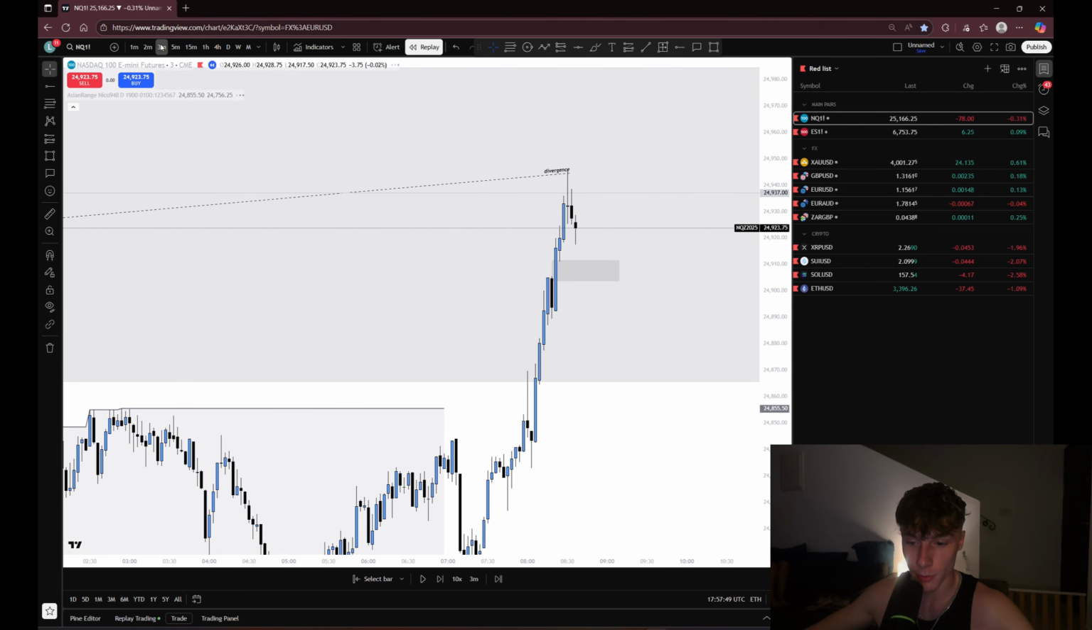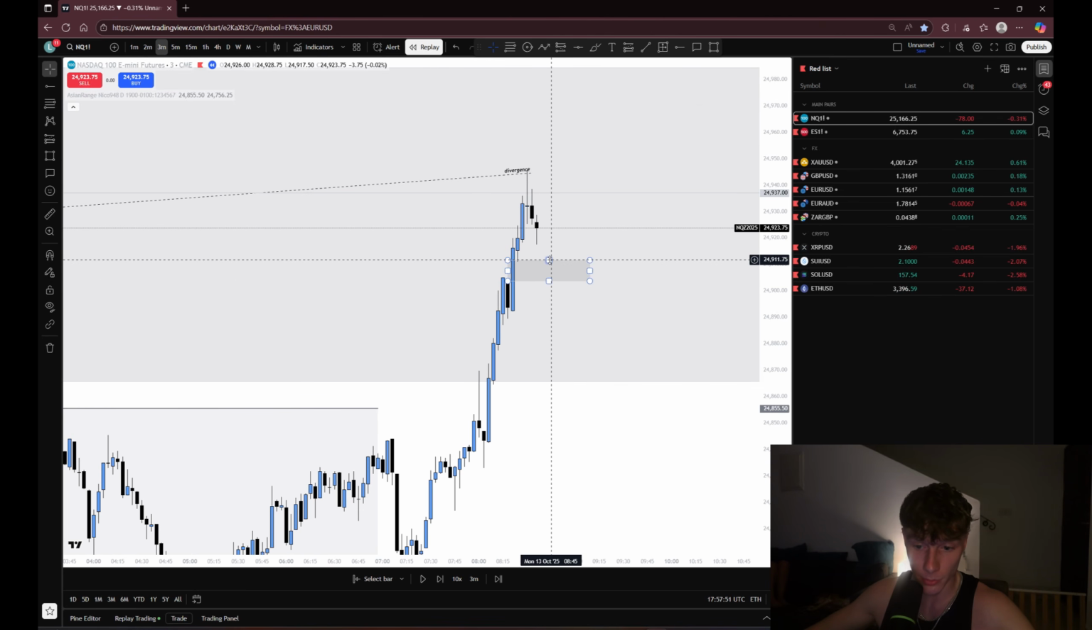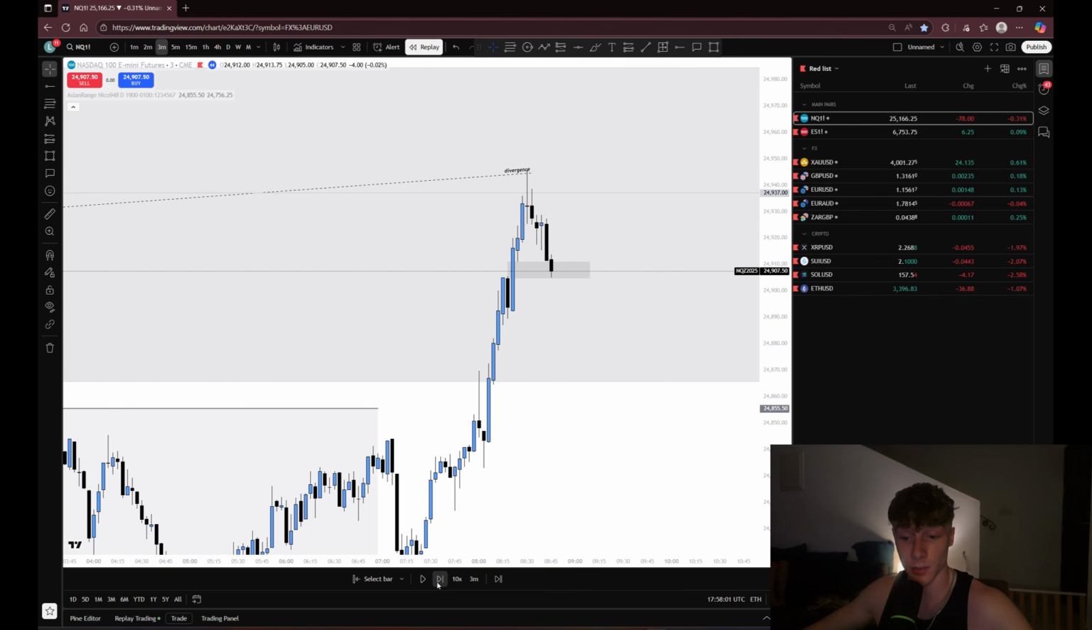Now, if I come to a 3 minute, you'll notice that this gap is pretty much the same thing. It's just a little bit smaller. So it was actually the 3 minute gap that I entered from. So if we play price out, you'll notice here that we can't enter yet because the price hasn't closed the gap. Price has now closed the gap, meaning that I can now get involved.